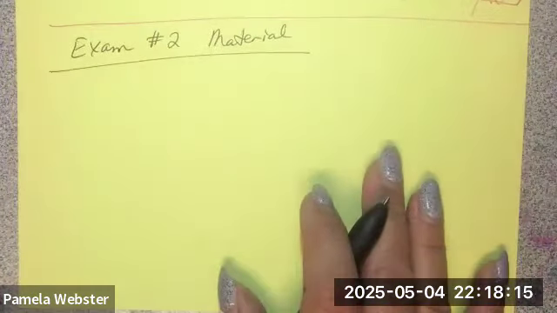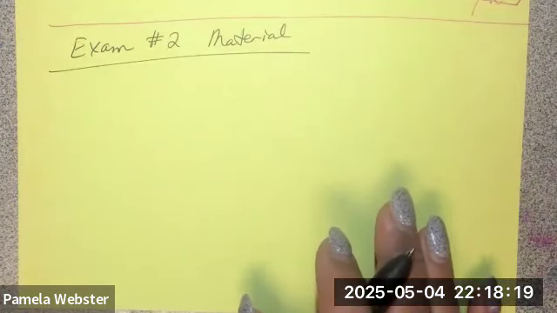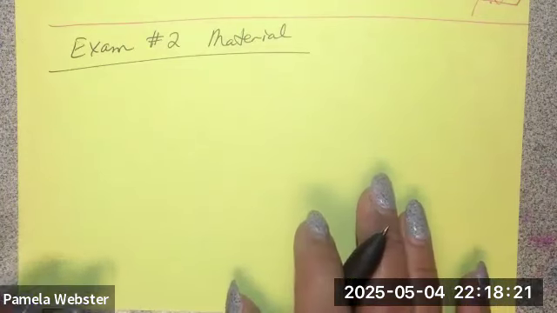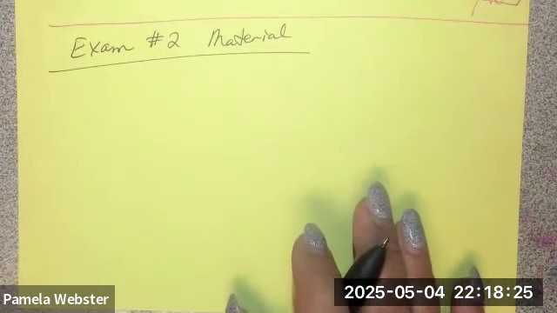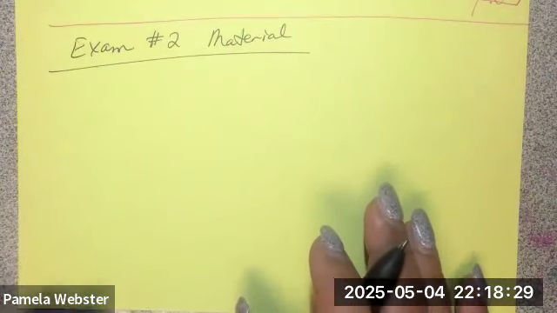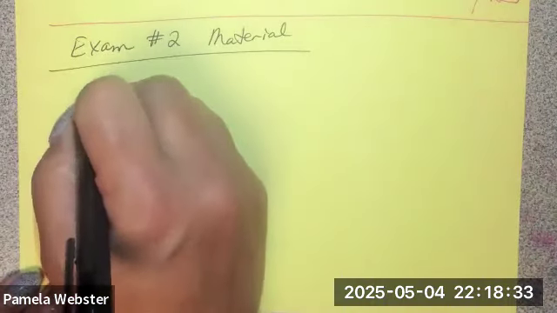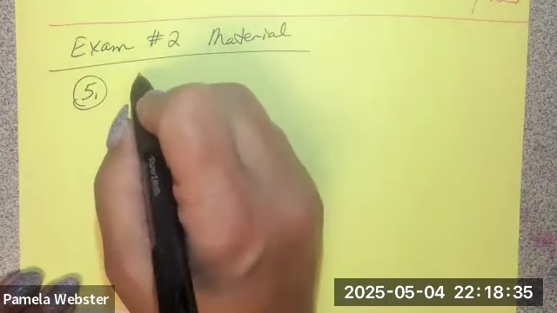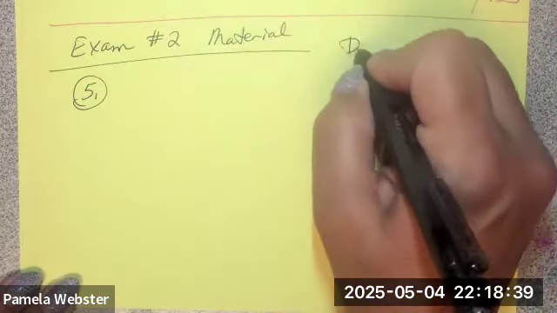Okay. So next is exam number 2 material. If you remember, that's where we started moving into derivatives, and increasing and decreasing and concave up and concave down, all those things. So let's remember some basic rules. I'm looking at an old test, and on this one, it's number 5. And all of these just say find the derivative.